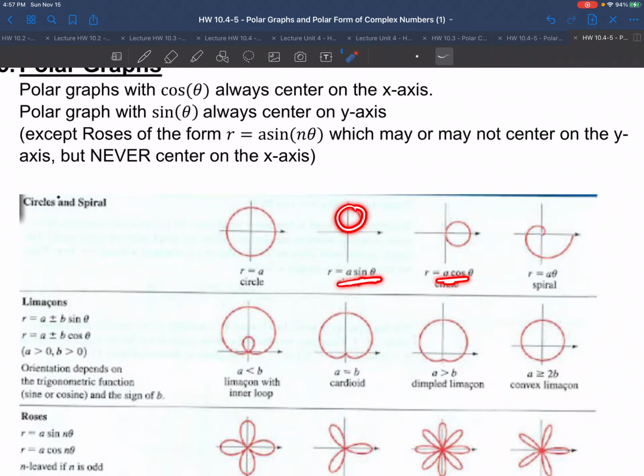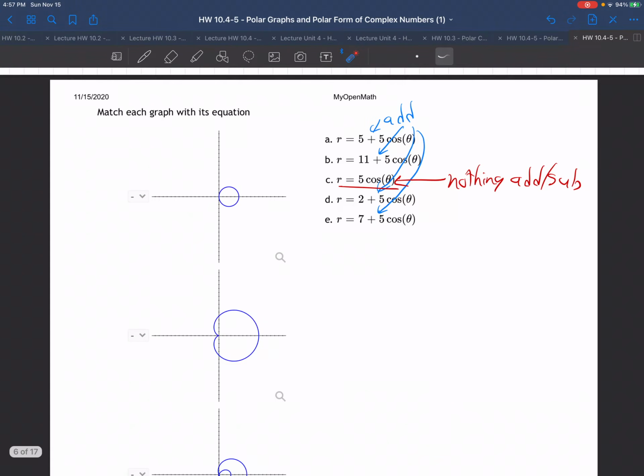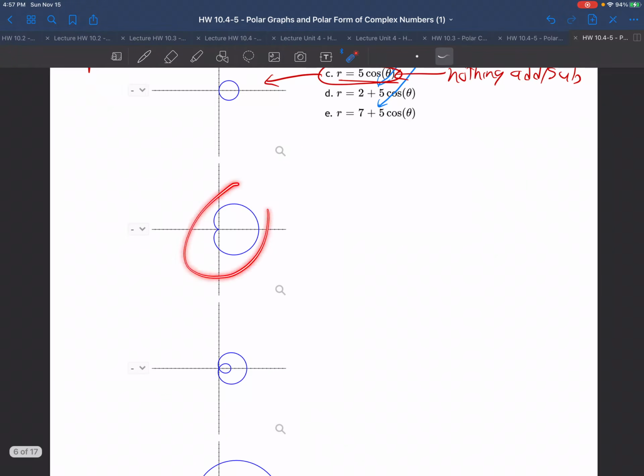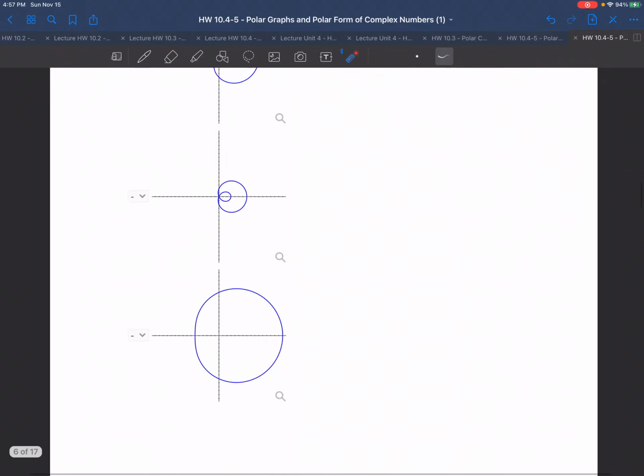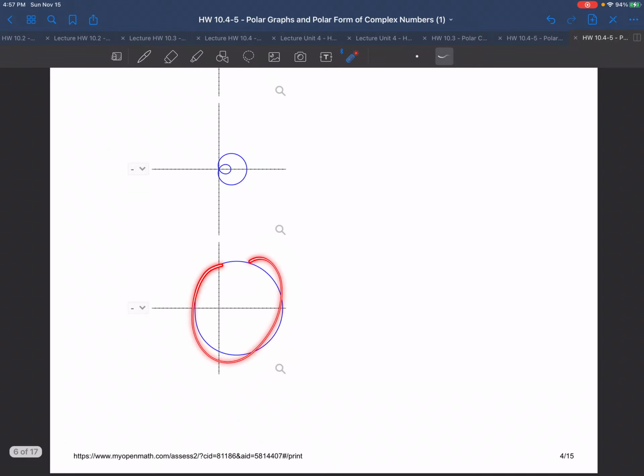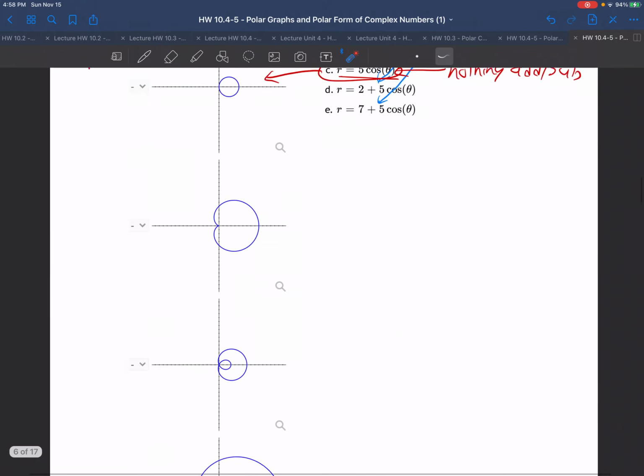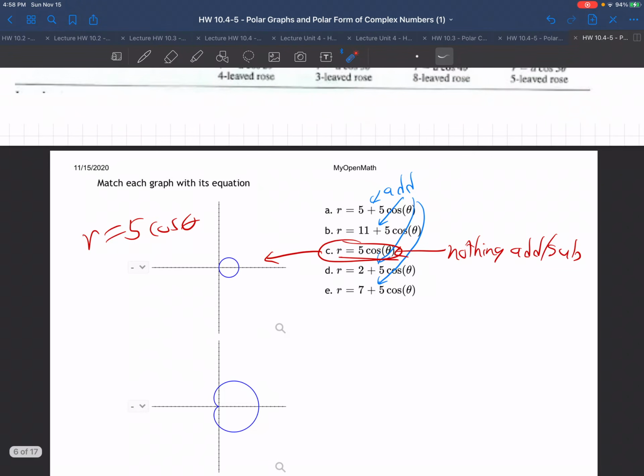So sine, it goes up. Cosine, it goes to the right. What do we have? We have it going to the right. That must be cosine. This one right here must be that one, 5 cos theta, right? Because it's going to the right, whereas the other ones are doing weird things. They've got that little dimple thing and inner loop and a kind of strange shape. So we got the simple one out of the way. That's just a straight circle to the right. Check.